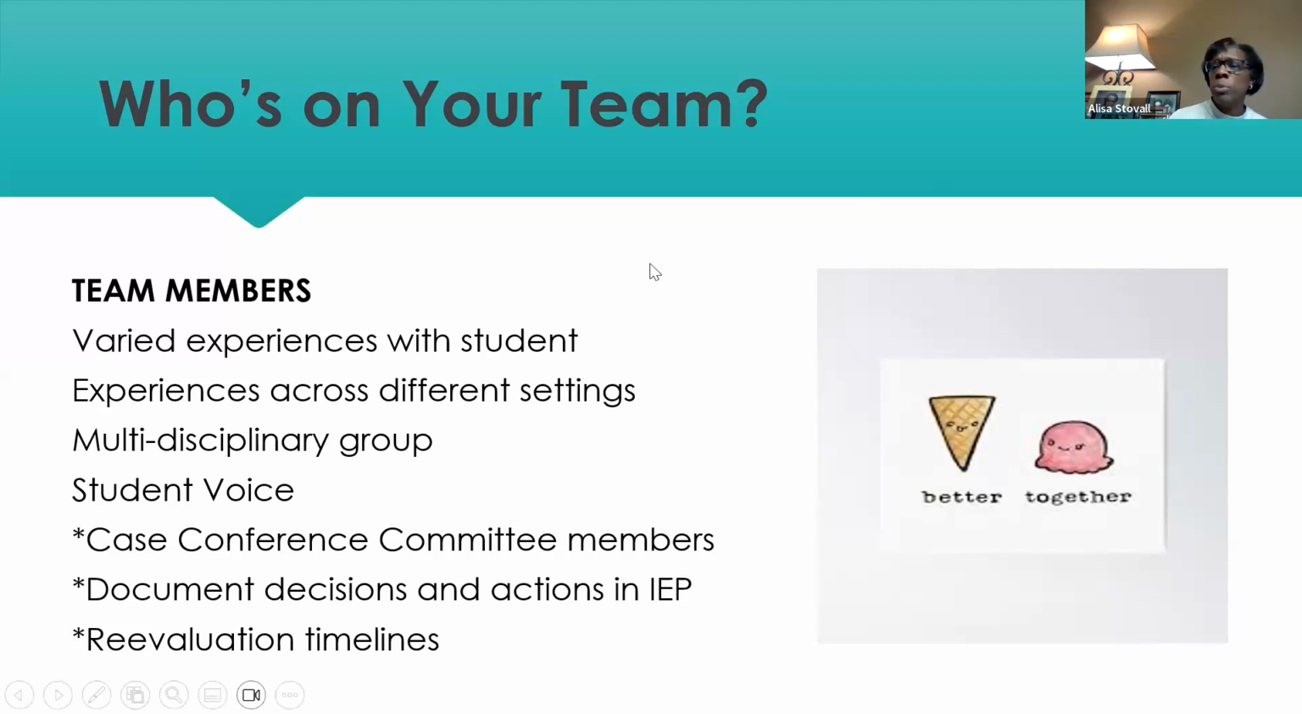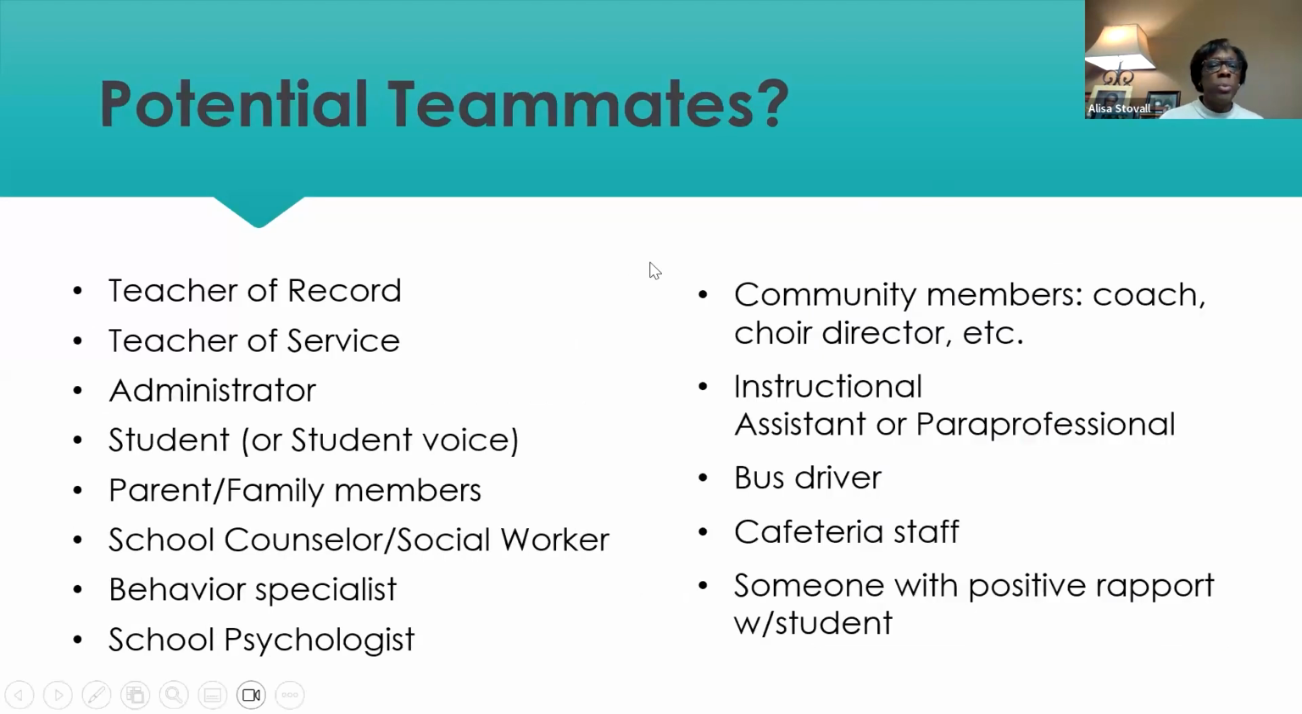And I'm not sure if that was one of the slides that you took out, that next one. Oh, no, it was still in there, potential teammates. Yep. So take a look here. Bus drivers, paraprofessionals, sometimes, if there's an administrator that works more closely with students than the head of the school. And somebody that works in also, the cafeteria.